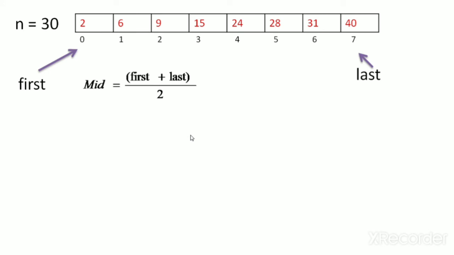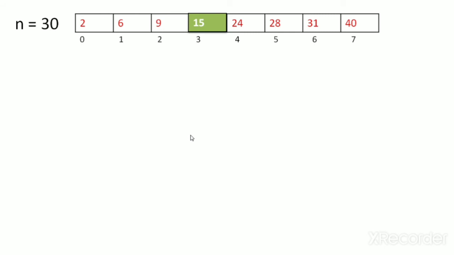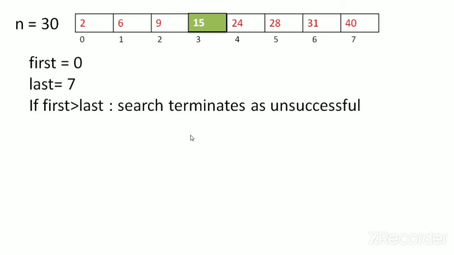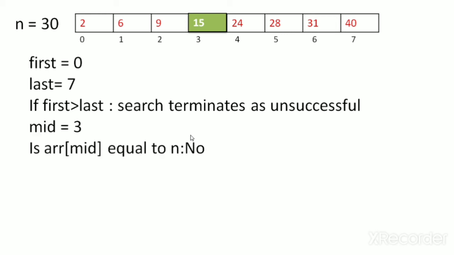So now again calculate the middle. First plus last divided by 2, which is 3.5, which we will take as 3, and 15 is our middle value. So as first is 0, last is 7, first is not greater than last, so it will not terminate, it will continue.